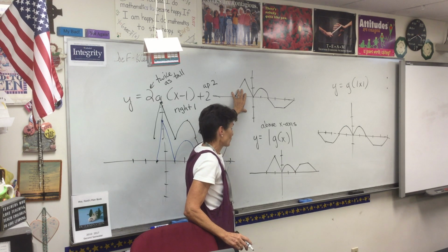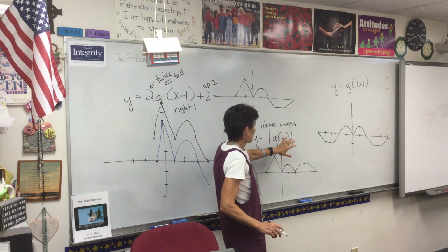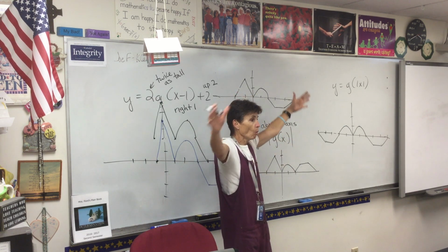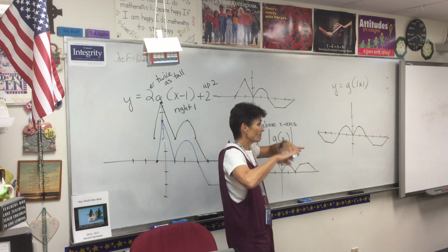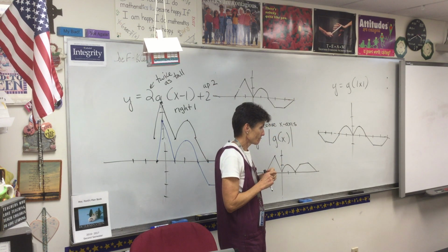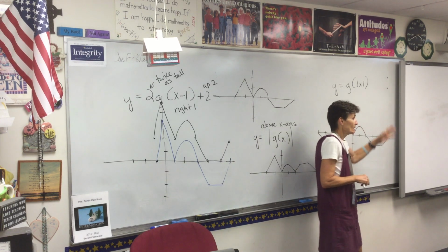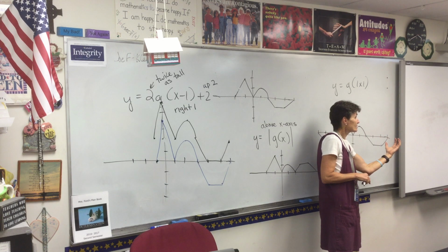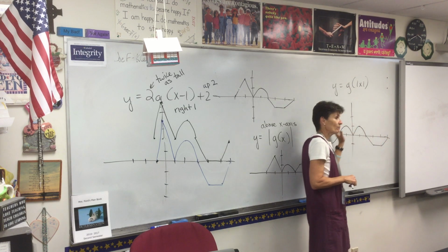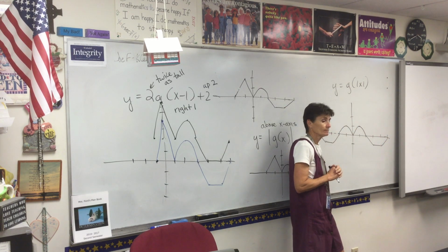So, recap. If we have the absolute value of the whole thing, everything on the bottom comes up. If you have the absolute value of just x, the right side stays exactly the same, and then it is reflected over onto the left side.